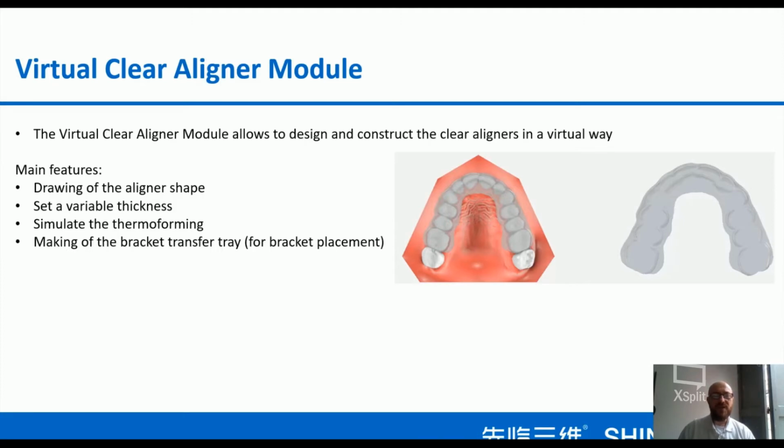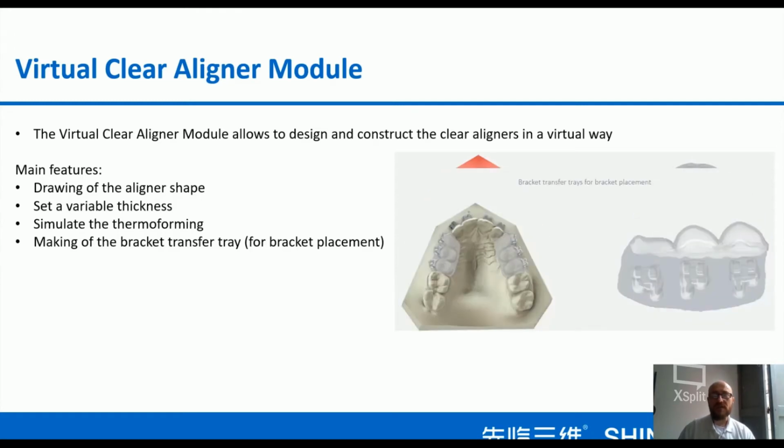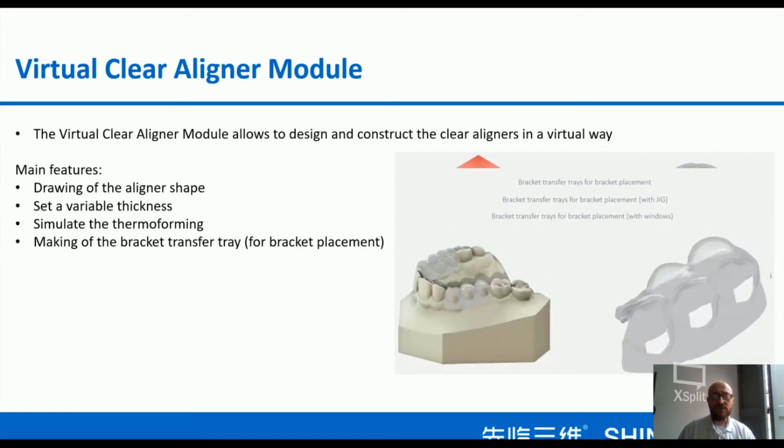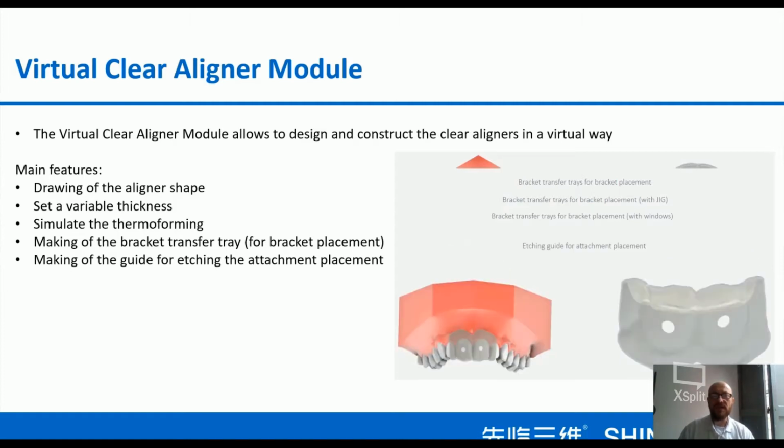At the same step, you can make bracket transfer trays for bracket placement in different ways. The default one, as you can see in the picture, or if you have added jigs, you can export a bracket transfer tray for bracket placement with jigs, and also you can export this transfer tray with windows. At the same module, you can make the guide for etching the attachment placement. These are the modules of the Ortho Studio.